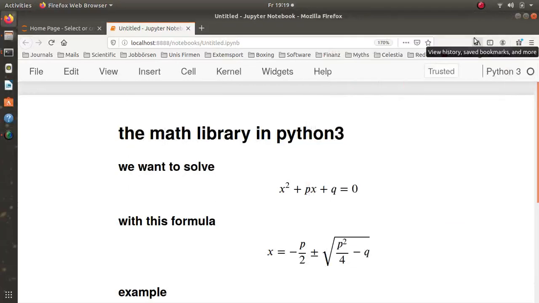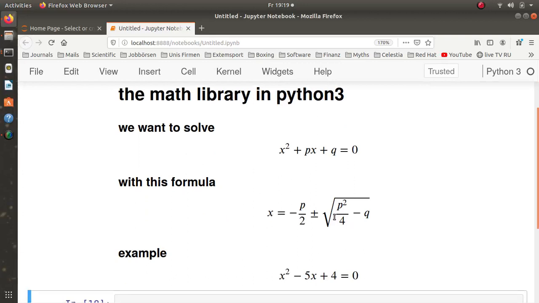So, hello everybody. Today we want to talk about the math library in Python 3, and as an example I just chose the quadratic equation x squared plus px plus q equals 0. We can solve this with this formula here, which is the so-called pq formula. To be able to solve this, we need the square root, and this square root is in the math library of Python 3.